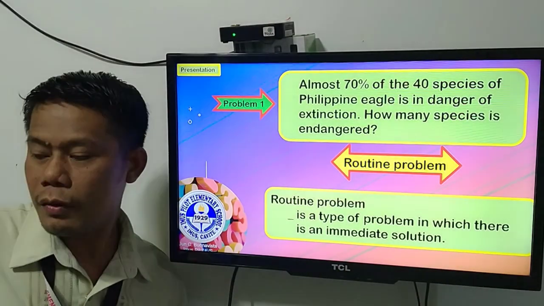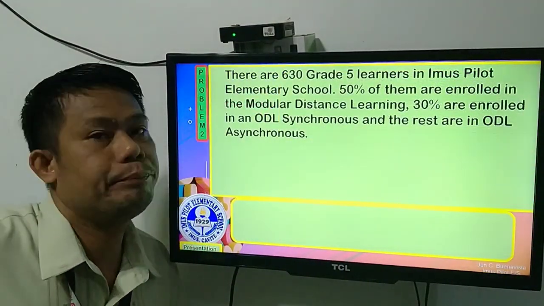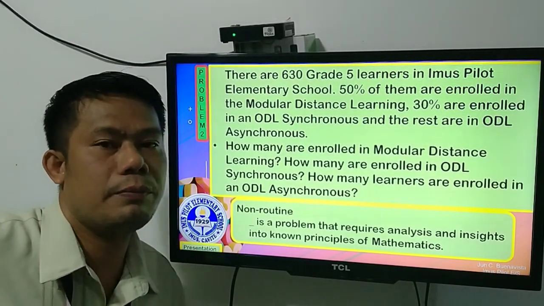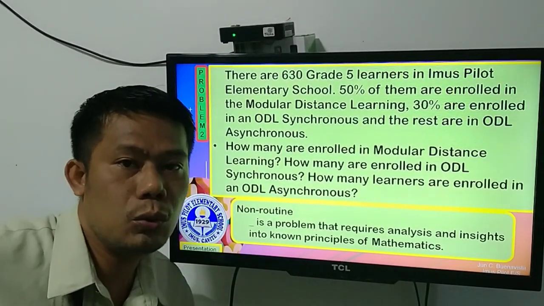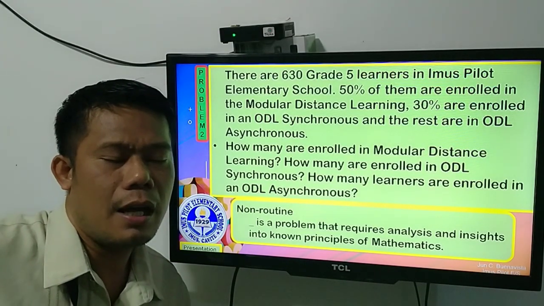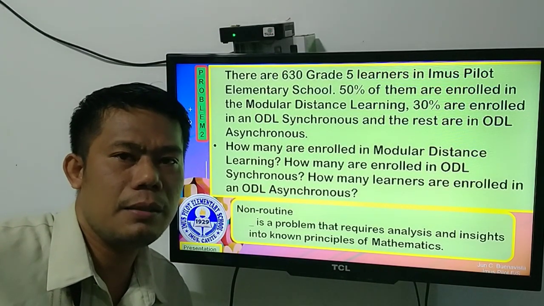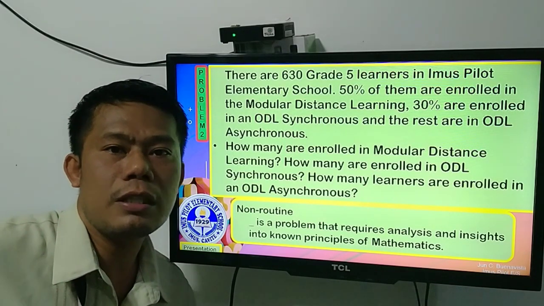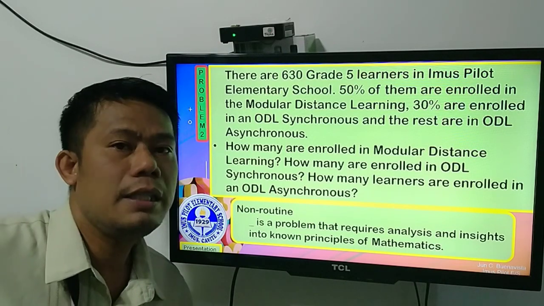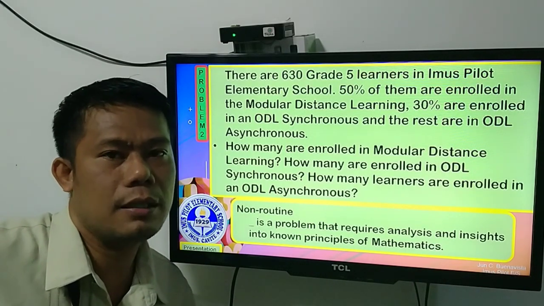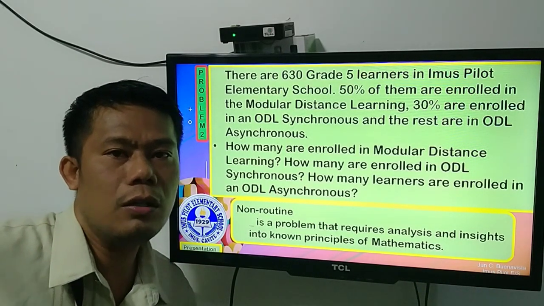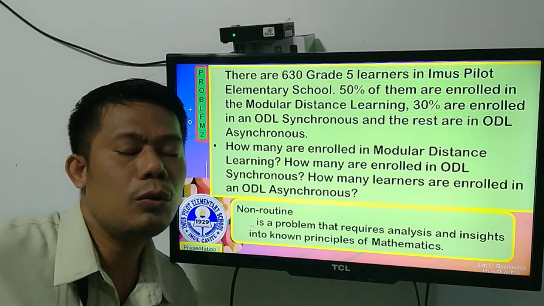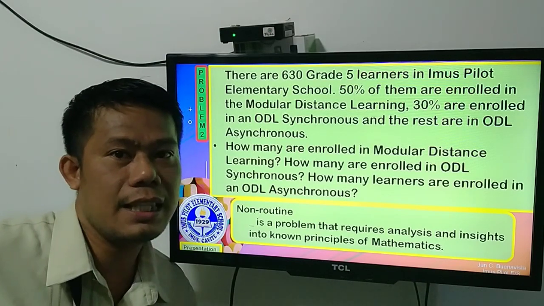Okay, now, we're going to solve the second problem, the non-routine problem. Ulit nga, pag sinabi natin non-routine problem, it involves more than 2 operations. It's either nag-multiply ka, nag-divide ka, nag-add ka, or you do multiplication 3 times. And that is non-routine, because we cannot get the answers right away without solving all of what is asked in the problem.